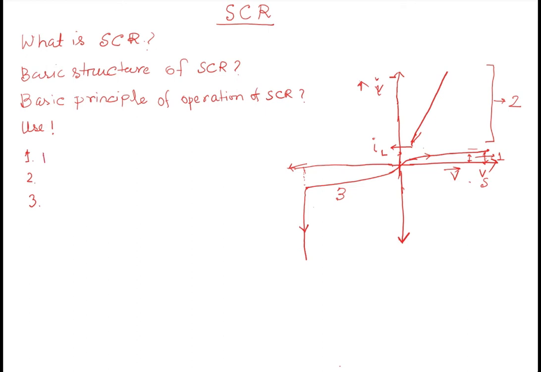One method is forward voltage triggering. Same as what we have talked about, we have to increase the voltage beyond some sufficient amount so that the SCR goes into this forward conduction mode. Second is gate triggering, that is applying some positive pulse at the gate terminal. Third one is dV by dt triggering.